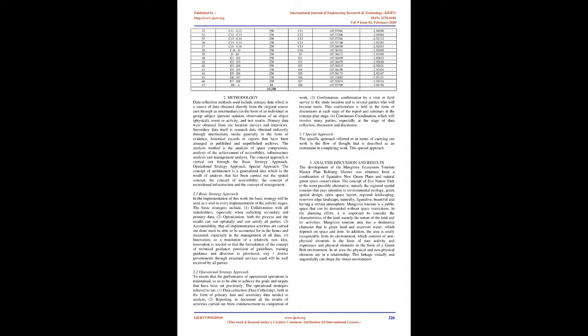2.1 Basic strategy approach. In the implementation of this work, the basic strategy will be used as a guide in every implementation of the activity stages. The basic strategies include: 1. Collaboration with all stakeholders, especially when collecting secondary and primary data. 2. Optimization, so that both the process and the results can run optimally and can satisfy all parties. 3. Accountability, that all implementation activities carried out must be able to be accounted for in the future and measured, especially in the management of all data.